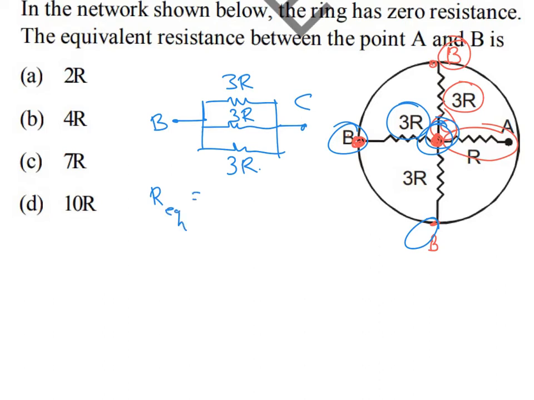So the equivalent resistance R equivalent, let me take here first of all, is 3R divided by 3, that is R, because when n equivalent resistors are connected in parallel, the equivalent resistance must be equal to R by n. So that's the reason why it is R here.